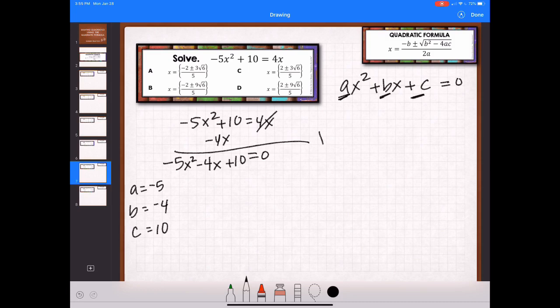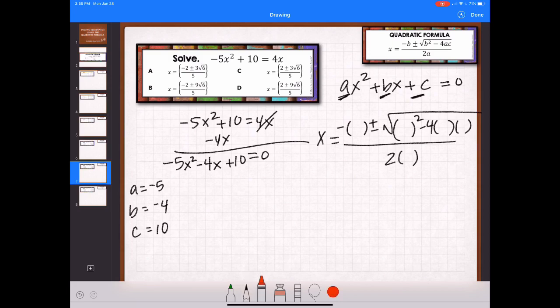Now I'm going to use the formula, x equals negative b plus or minus the square root of b squared minus 4ac divided by 2a. Okay, substitute my values. B is negative 4, so this is negative negative 4. A is negative 5, c is 10, and a is negative 5. Now I'm going to simplify.